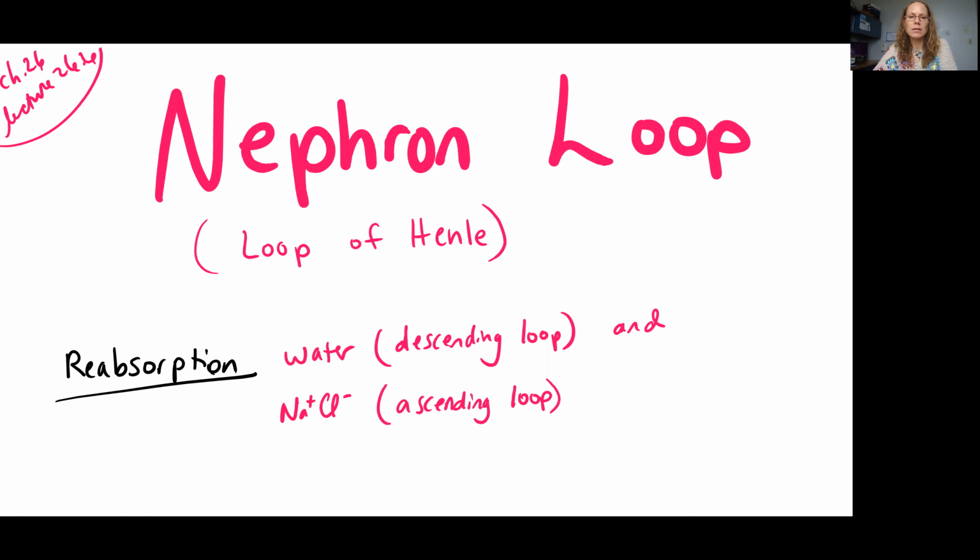Now the nephron loop has the important job of reabsorption. So remember, this term reabsorption is talking about returning material back to the body. So that means it leaves the kidney and makes its way ultimately into the bloodstream to be back in circulation. The nephron loop has both a descending and an ascending limb or loop to it. And we will see different things happening in each of these. In the descending limb, we're going to see the reabsorption of water. And in the ascending limb, we're going to see the reabsorption of sodium chloride.